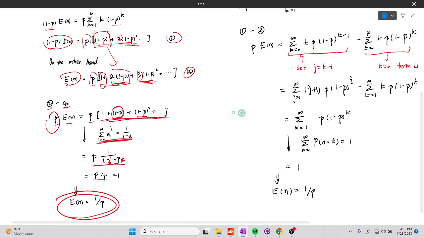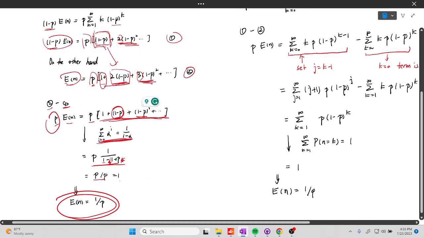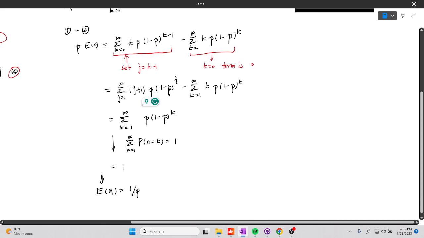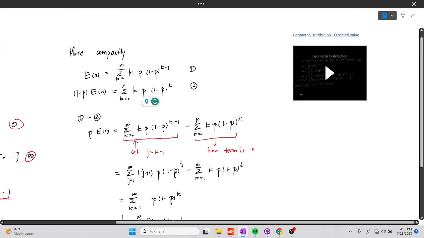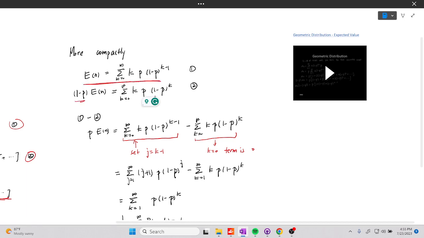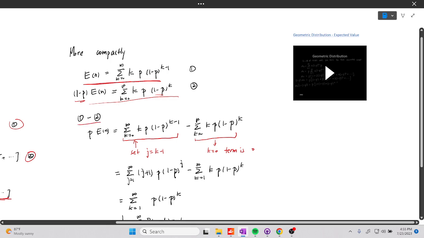This looks more intuitive, easy to look at term by term, but more compactly you can write it in the summation format. So this is the original expectation value multiplied by 1 over p on both sides. This is the second equation. Equation 1 minus equation 2. We got p here, and we have these two terms, one term here, and a term here.